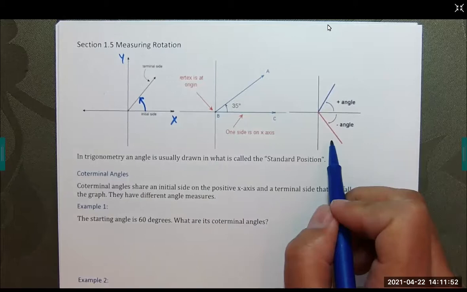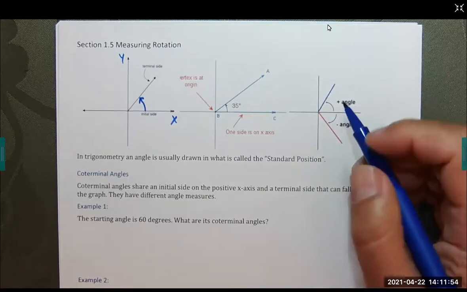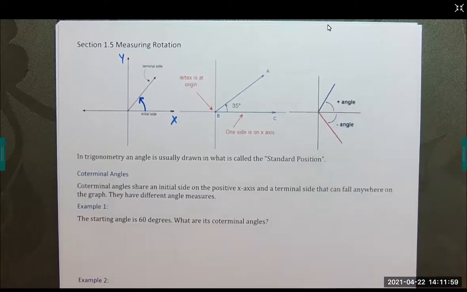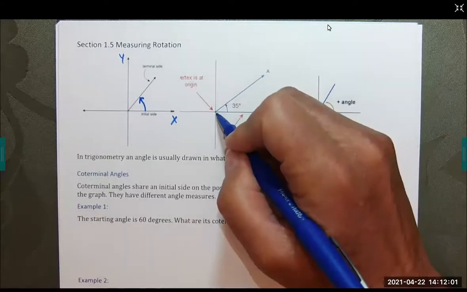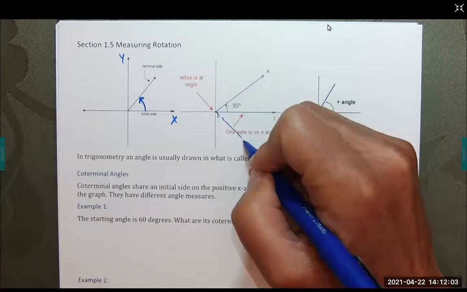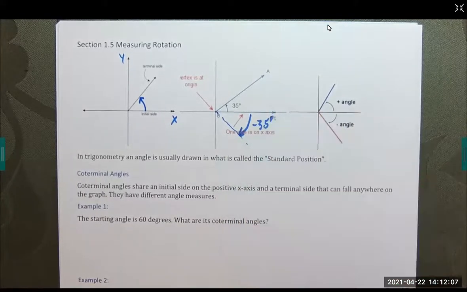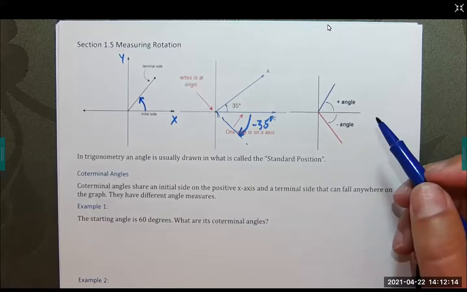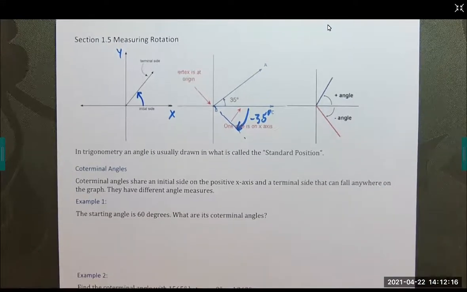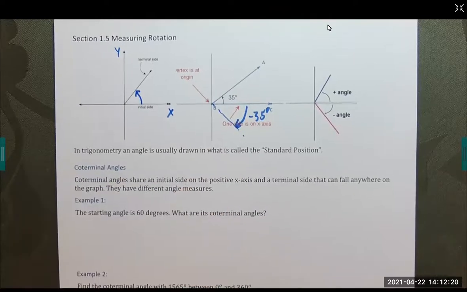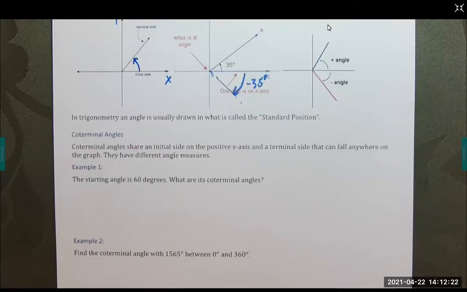Here, if we go in the opposite direction, if we go clockwise, we are going into a negative angle. So for example, if I were to go down here, this angle here would be a negative 35 degrees. Once again, this is called standard position. And we do negative angles sometimes. That's going to be throughout the rest of the semester, actually.